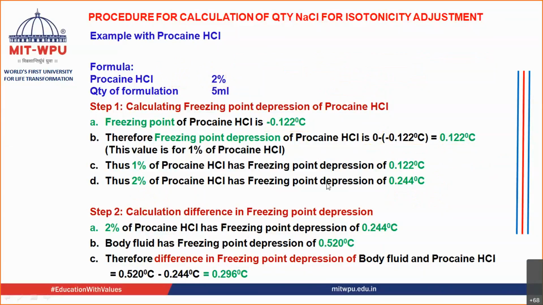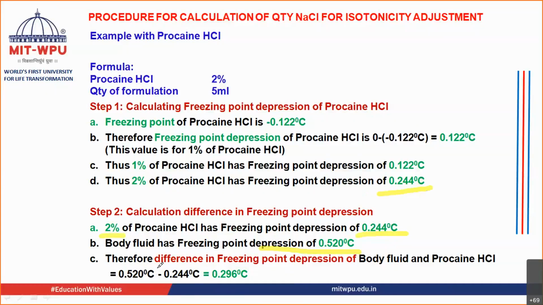So now in step 1, what has happened is you have calculated the freezing point depression of procaine hydrochloride. In step 2, what you are going to find out is the difference between the freezing point of your substance that you are adding and the freezing point of your body fluid. Freezing point of your body fluid is 0.520. Again, this is a constant given in the literature. This you have to remember.